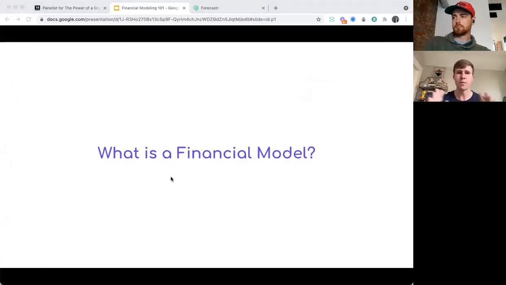So before we move into the content, I want to start by making sure that we're all on the same page with what exactly a financial model is. And this also kind of double taps on your question, how is this different than LivePlan? This will get into the mechanics of that.